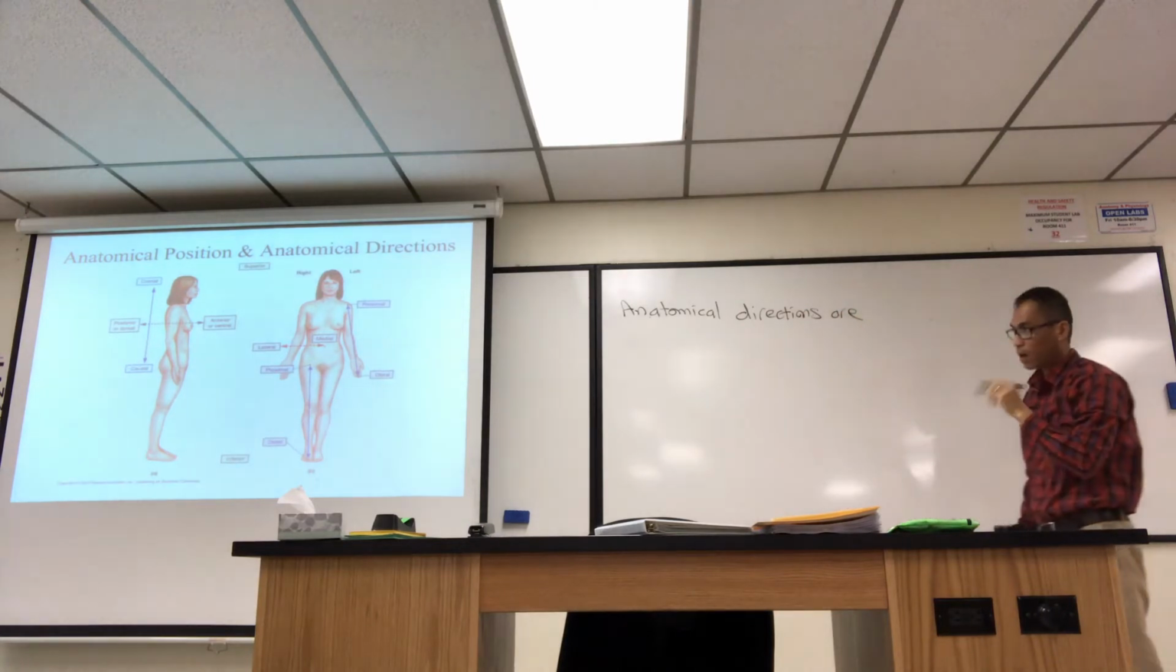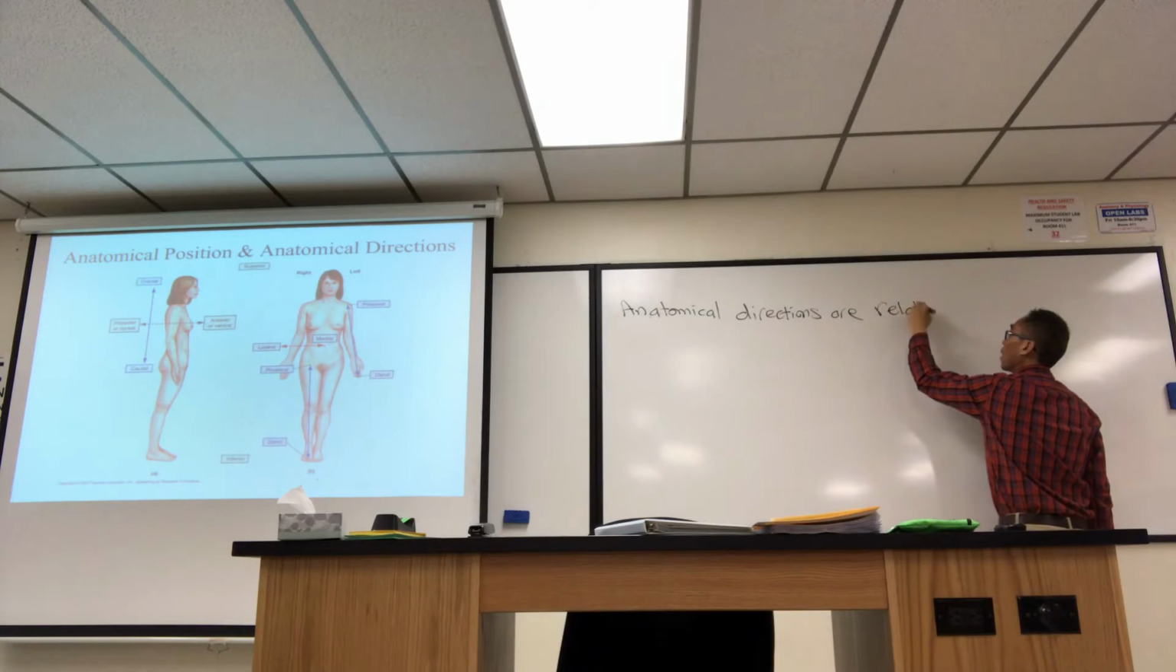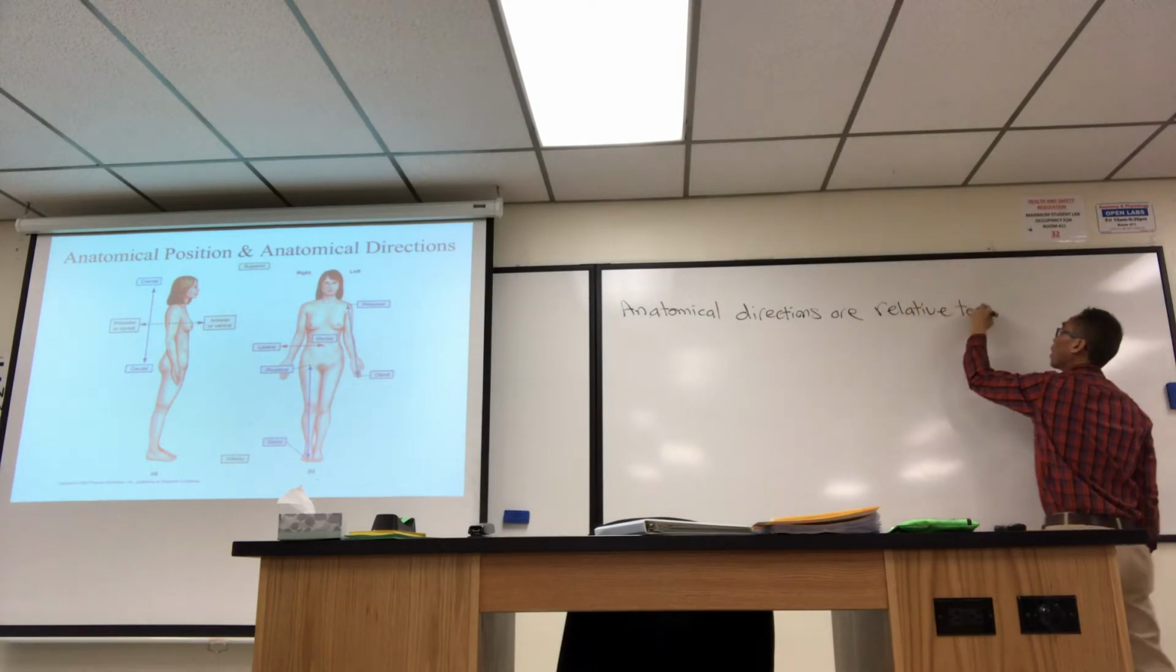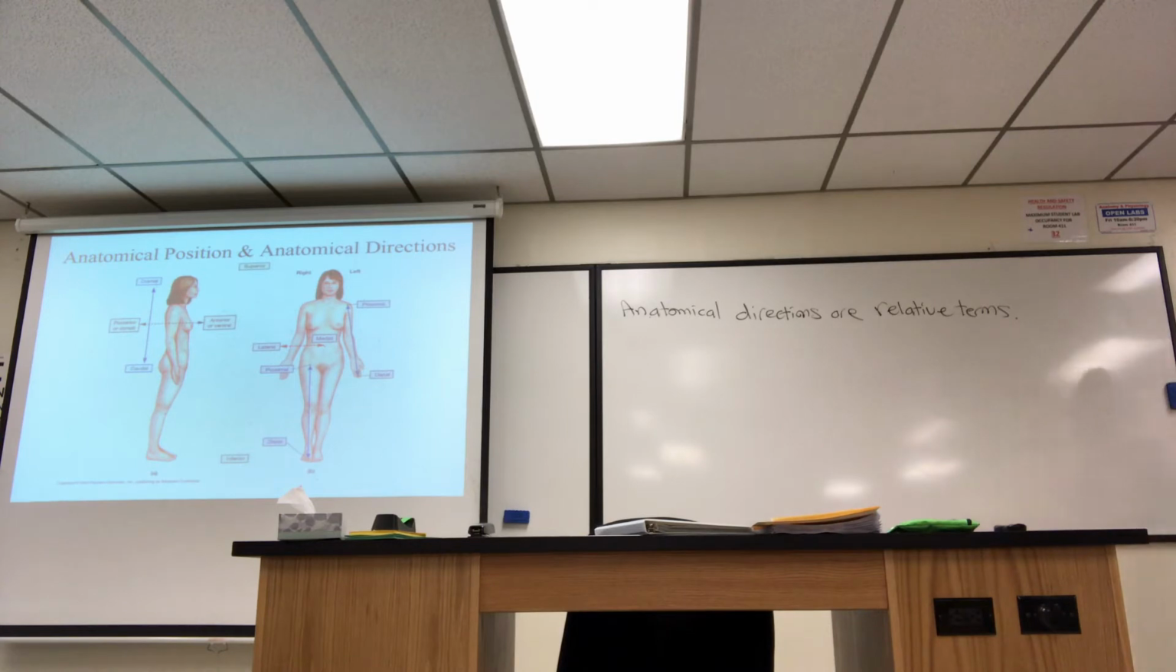Anatomical directions are relative terms. Relative means you're comparing two things. Like if I say, I'm faster, faster than what? I'm faster than you, faster than him, faster than Usain Bolt. You have to compare it to something. That's what this is. You're comparing two things.